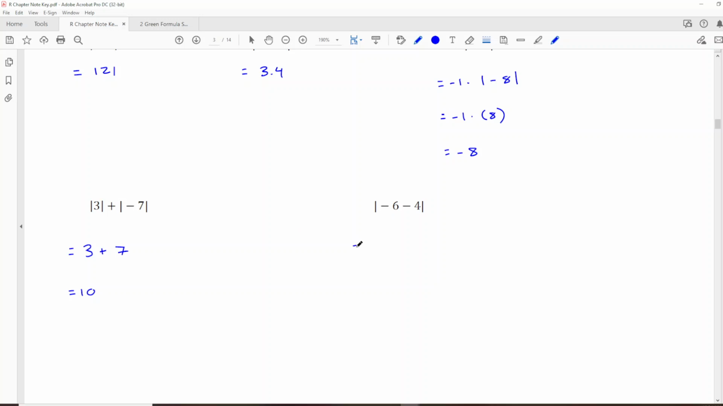And then this one, so treat the absolute value signs like brackets. You do what's inside first, and then you do their action last. So the first thing I'm going to do is -6 minus 4, which is -10. And then the absolute value of -10 is +10. And that's it. That is absolute values. Enjoy.